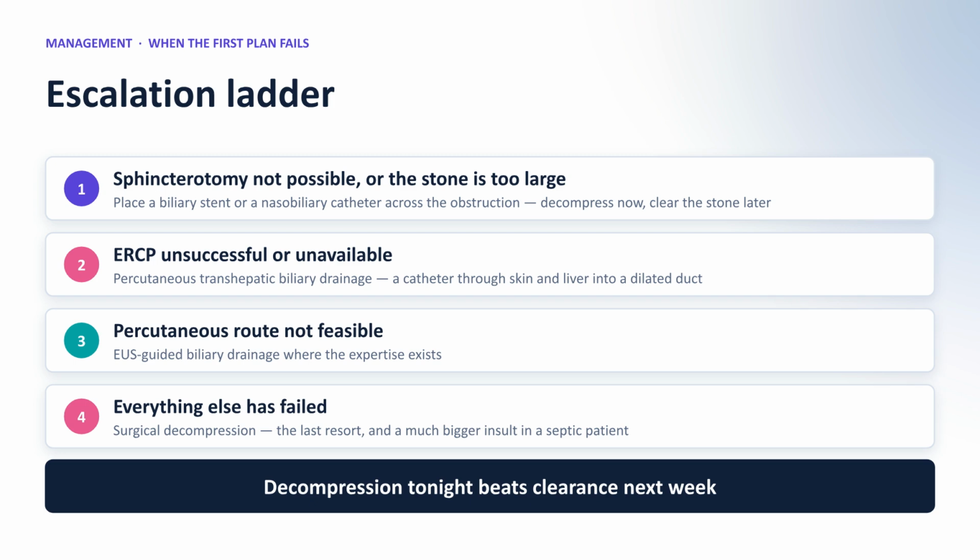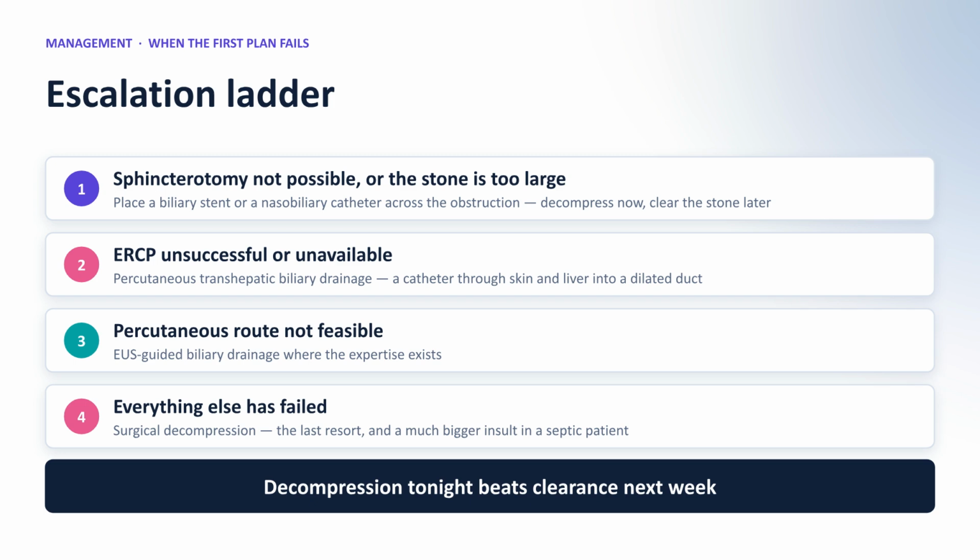Place a biliary stent or a nasobiliary catheter across the obstruction. The stone can be dealt with later once the patient is well. If ERCP itself is unsuccessful or unavailable, the next option is percutaneous transhepatic biliary drainage by interventional radiology, a catheter through the skin and the liver into a dilated duct, where the expertise exists.